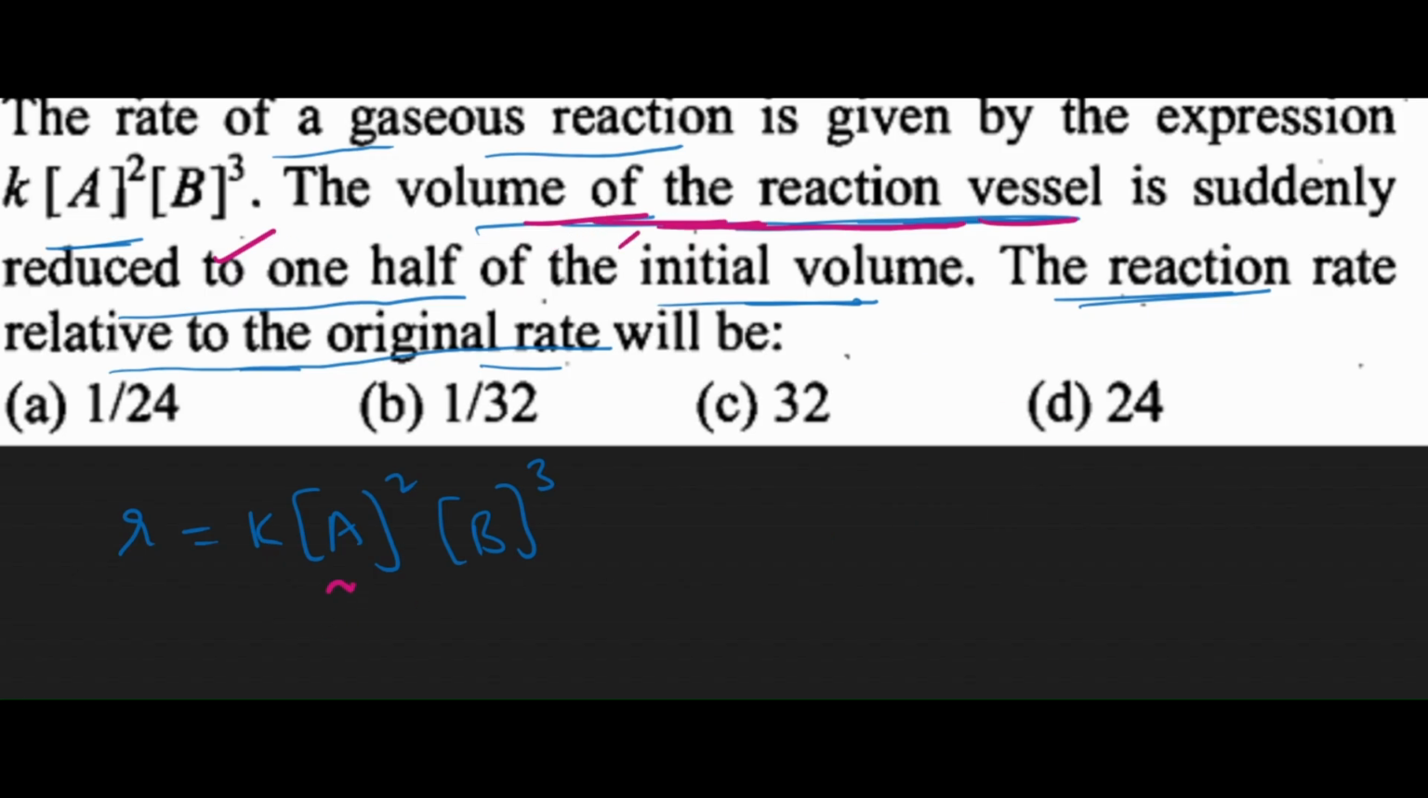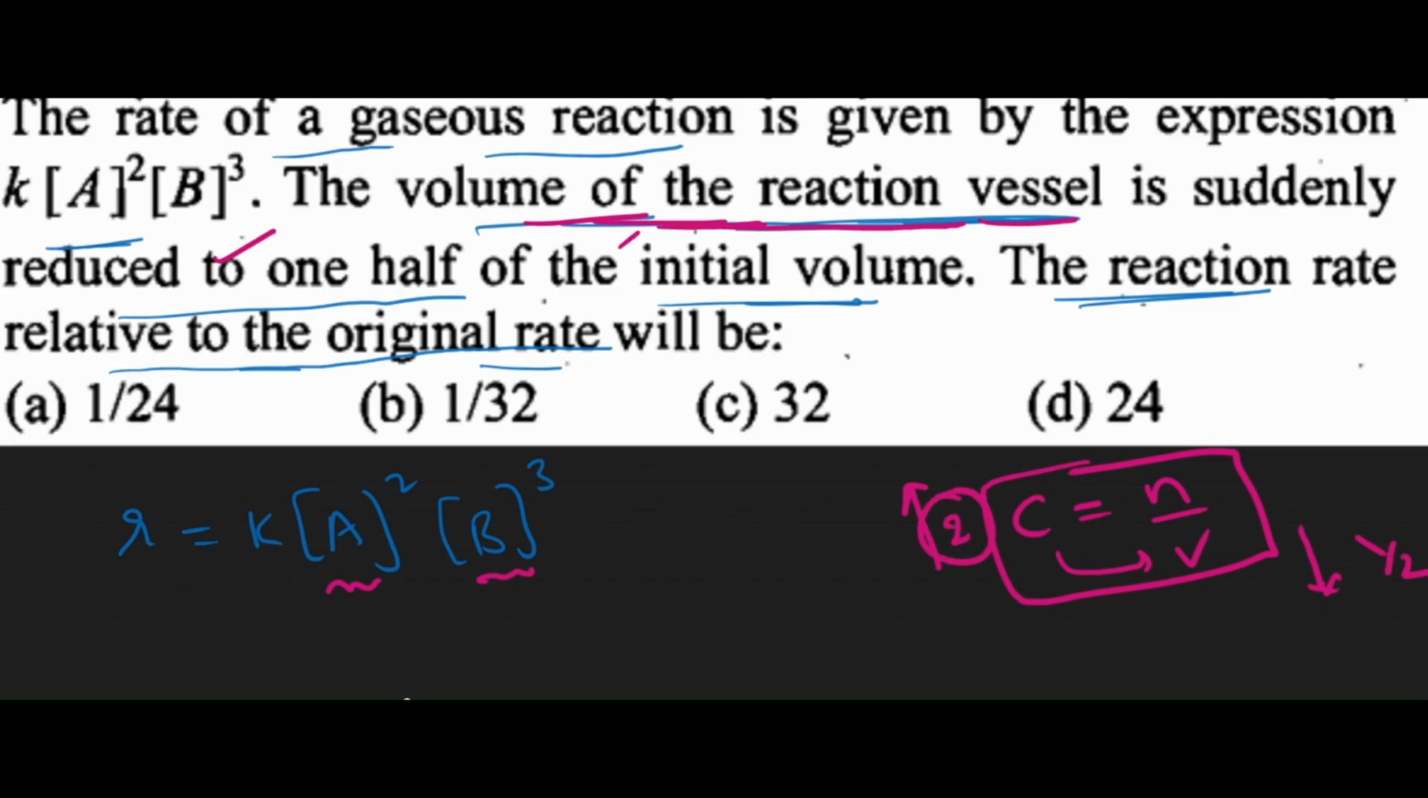The volume of the reaction vessel is suddenly reduced to one half of the initial value. That means we know that here they have given concentrations, right? Rate law is expressed based on concentration. We know the concentration is related with the volume based on this expression, right? Concentration is inversely proportional to volume. That means volume is reduced to half, so concentration will get doubled. Clear? So R equal to K into the concentration of A will get doubled, so I am writing 2A whole square, into, at the same time, 2B whole cube.